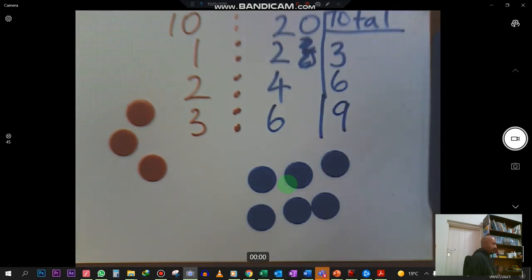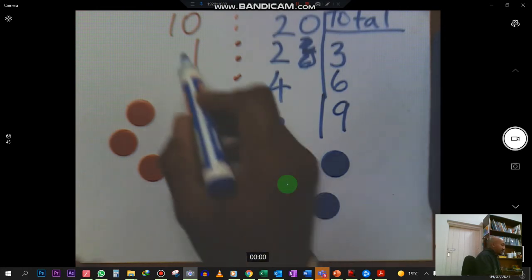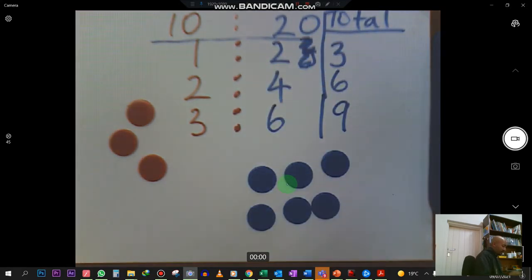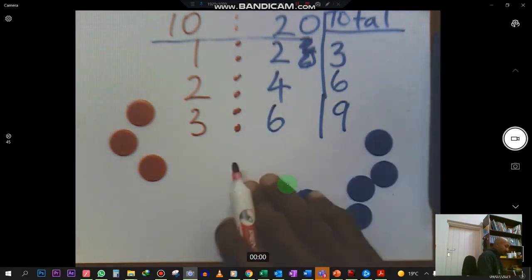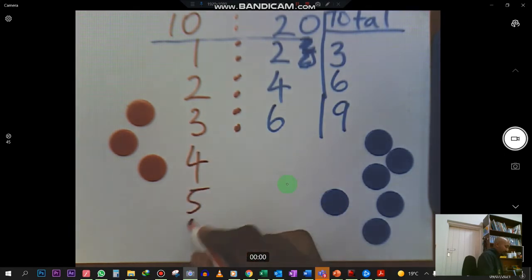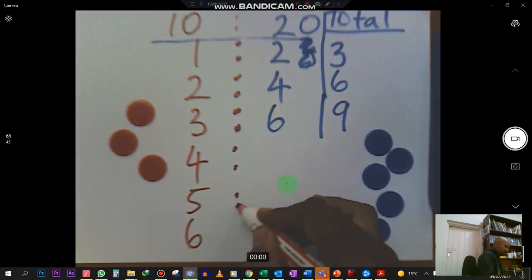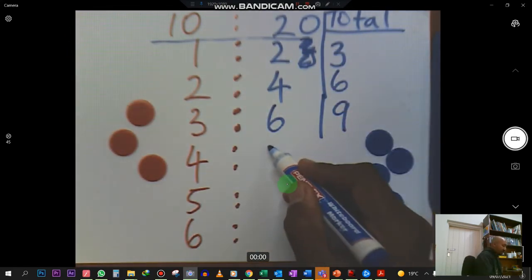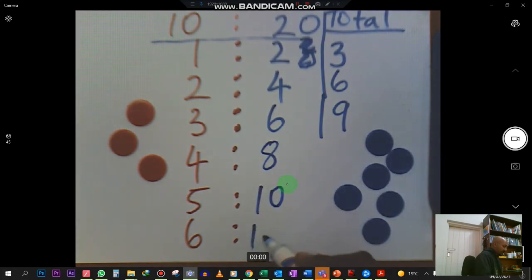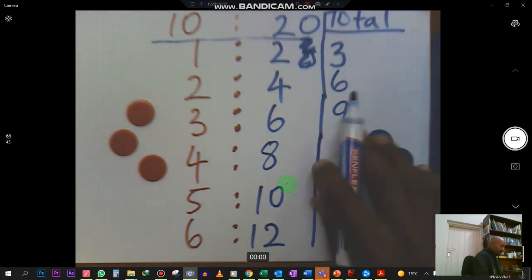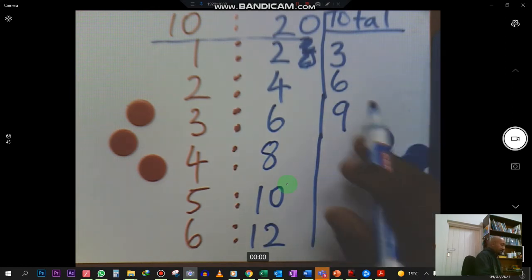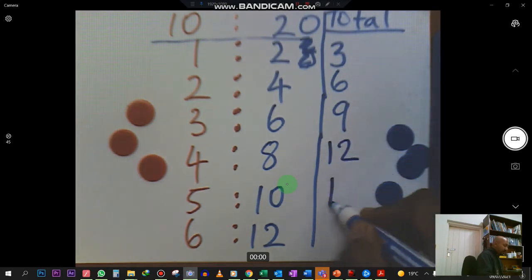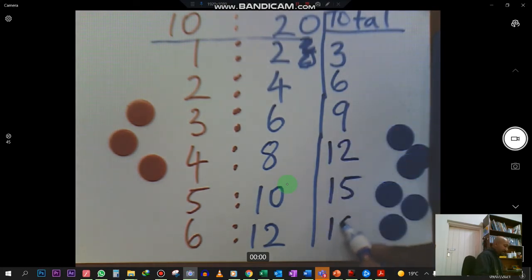Now I want you to see what's happening here. We've got a number pattern. We started off with 10 red and 20 blue, but we've got a number pattern 1, 2, 3. We'll continue with our prediction: 4, 5, 6. And we'll continue with our prediction here. We've got 2, 4, 6. So I'm guessing it will continue 8, 10, 12. And our total share, if we look at our number pattern here, 3, 6, 9. I'm presuming it's going to continue proportionally 3, 6, 9, 12, 15, 18.